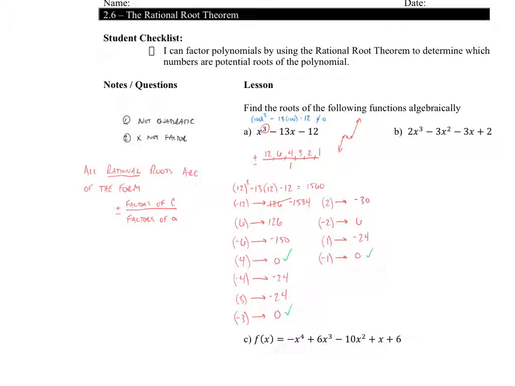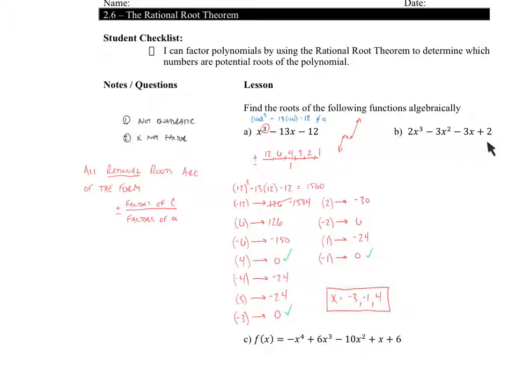Now, there's no guarantee that all of your roots are going to be here, but it looks like we got lucky here and we found our roots. Our roots are negative 3, negative 1, and 4. It's just guessing and checking to find roots, but you're not guessing every number. You've narrowed your search to only these numbers.